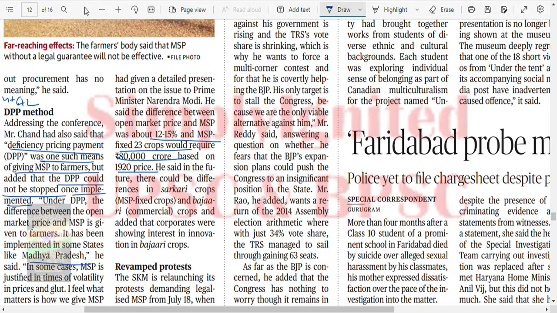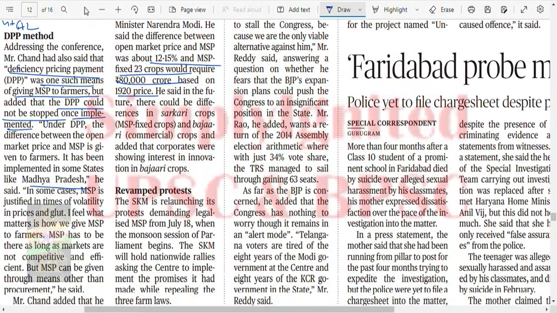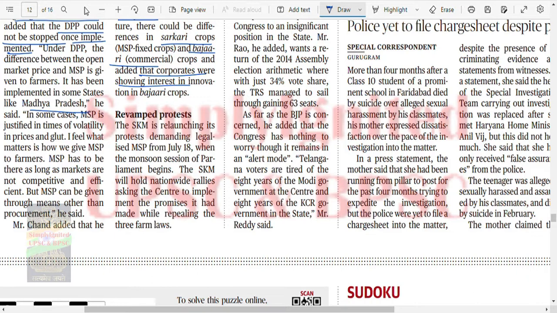He said that in the future there could be a difference in Sarkari crops, MSP fixed, and Bazari crops, and added that corporates were showing interest in innovation in Bazari crops. Okay, revamp protest. The SKM is relaunching its protest demanding to legalize MSP.